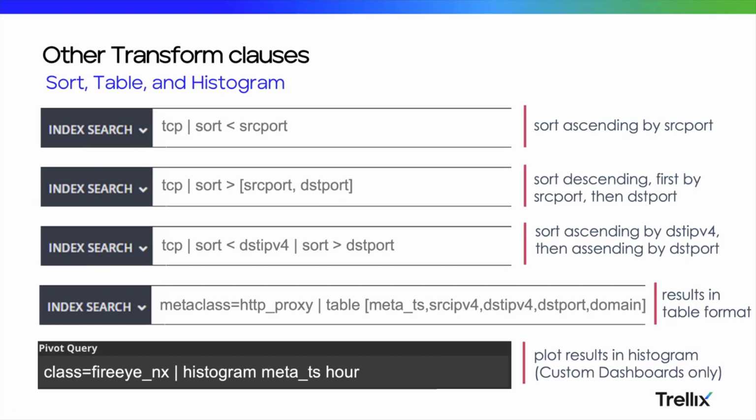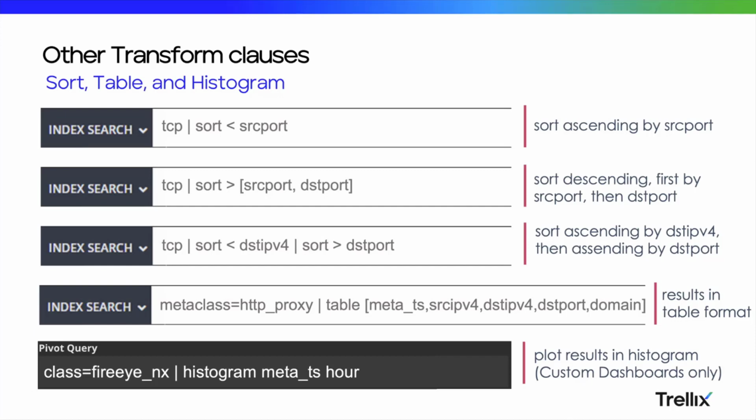We do support other types of transforms, as you would expect. So we can sort the data, ascending or descending. We can sort on multiple fields. We can layer our transforms together by adding another pipe. And then another one that I think is really cool is we can build out the table. So we can see an example here of looking at proxy data.